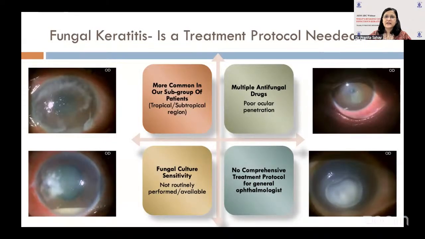So fungal keratitis, they come in different clinical appearances. It is important to understand this entity because it is one of the most common infective keratitis, especially in our subgroup of patients, because it is more common in the tropical and subtropical region.